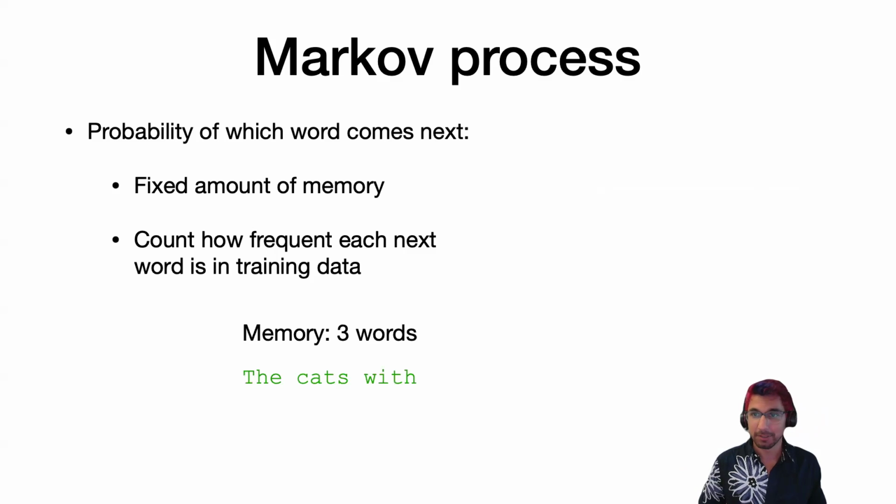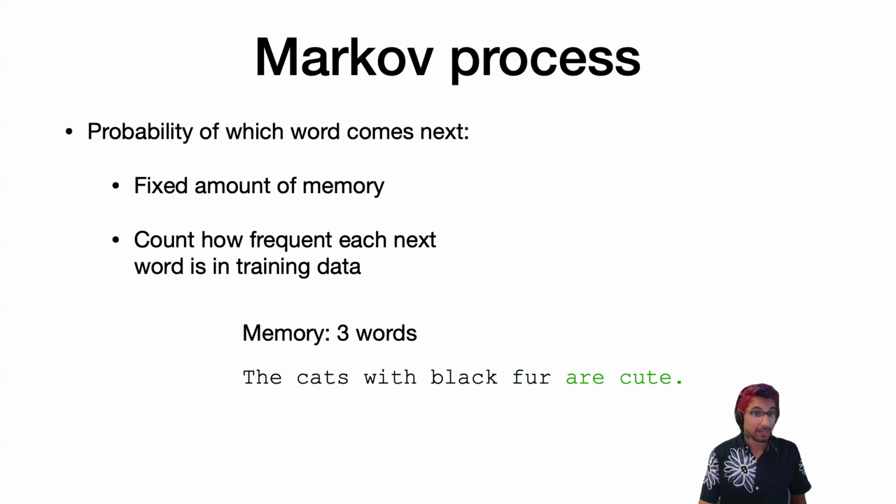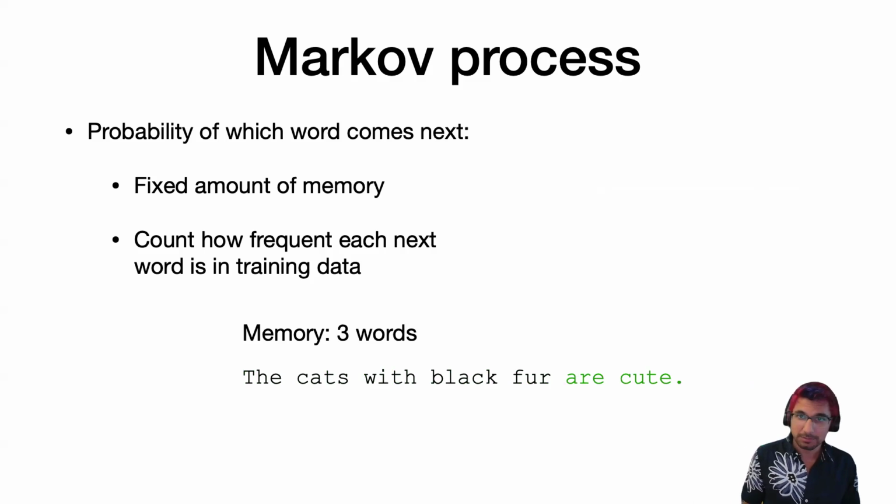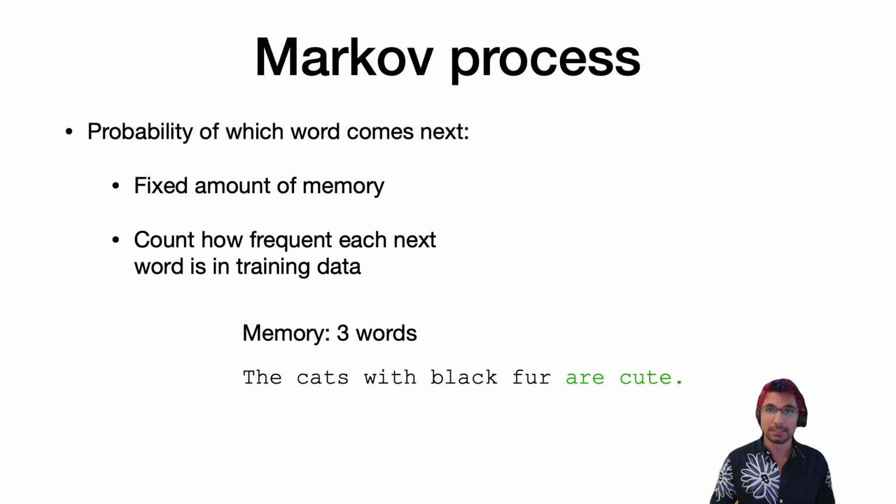So let's see an example of how this might work. So imagine we start with "the cat's with." So now it just says, guess a next word. Maybe one possible word is the word "black," and then "cats with black." Maybe the next word is "fur," then "with black fur." Maybe the next word is "are," "black fur are." Maybe the next word is "cute," "fur are cute." Maybe the next token is a period. So at this point, we've got a grammatically complete sentence.